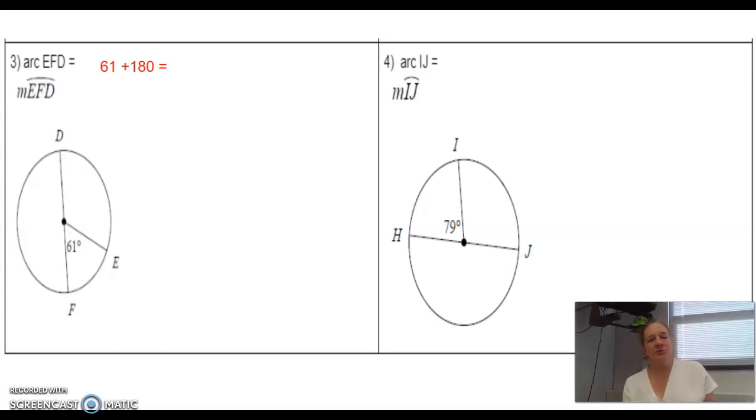And you're also going to do number 4 on Edpuzzle, but this time I'm not helping you. Follow the same steps though, right? You have arc IJ, so I want to find IJ. I have no clue what IJ is. Well, I know HI. I can find HJ, right, based on the exact same reasoning that I used on number 3. So you guys can do this. So do number 4.